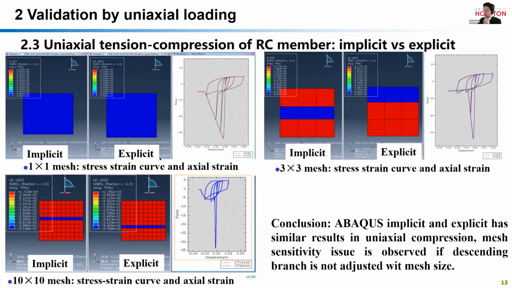In addition, we conducted the tension compression loading on this RC member, and the tension compression curve of both explicit solver and implicit solver shows similar results. The mesh sensitivity is also observed for this test in the compression side, because here we didn't modify the compression softening curve of concrete.